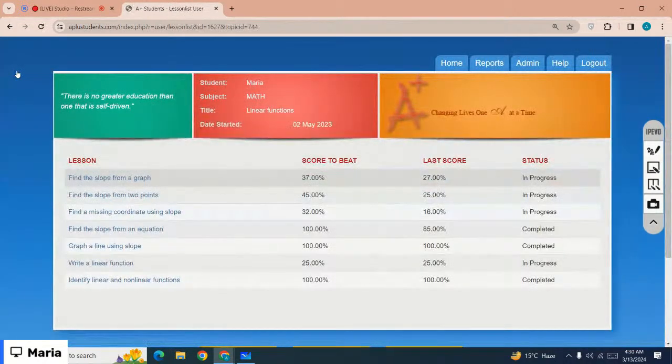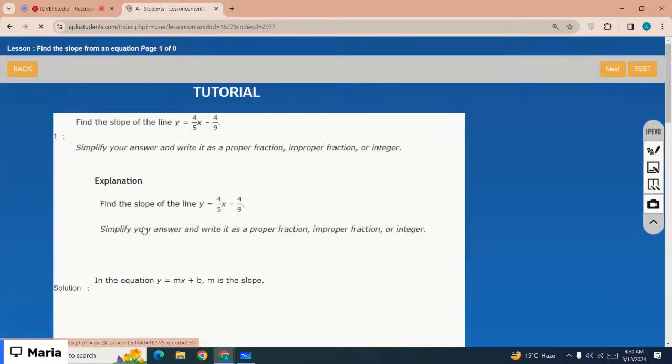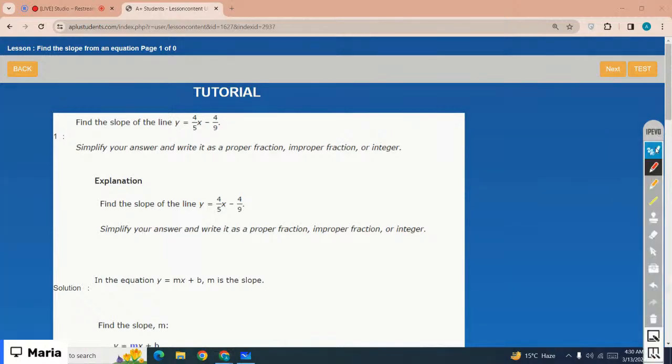The next lesson is find the slope from an equation. If you are given the equation, how do you calculate the slope, right? You are given the equation y equals 4 over 5 x minus 4 over 9. Basically, the general form of the equation is y equals mx plus b, and we know that m is the slope. You have to compare this equation to this one.